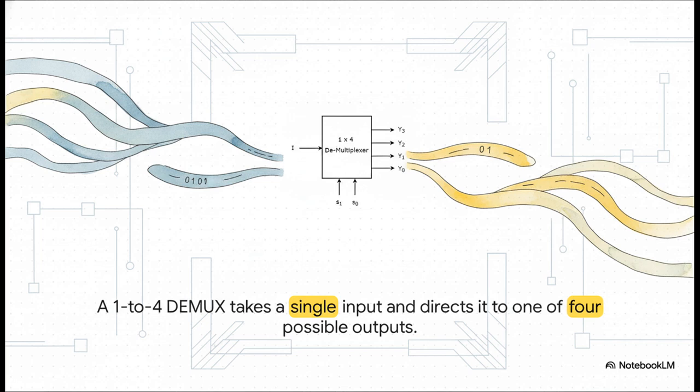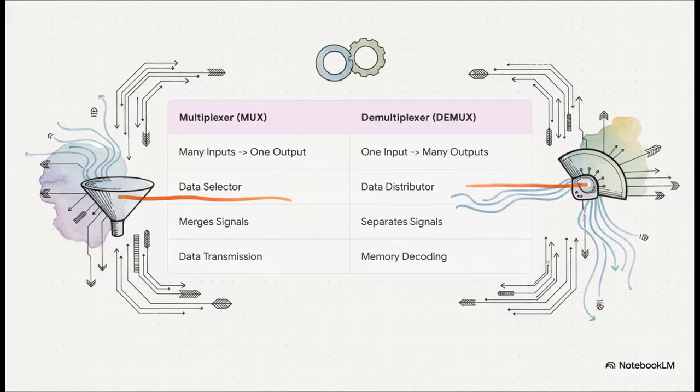So if the MUX used the code 01 to send the signal from input A1, the DMUX on the other end sees that exact same 01 code and knows, this piece of data needs to go to output Y1. It's a perfect match. This chart really sums it all up nicely.